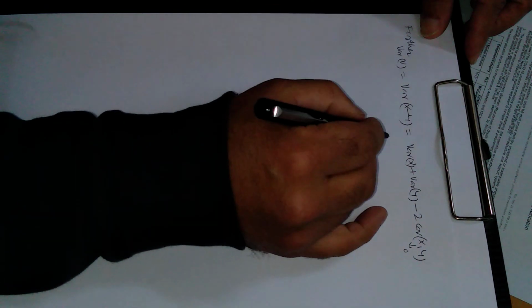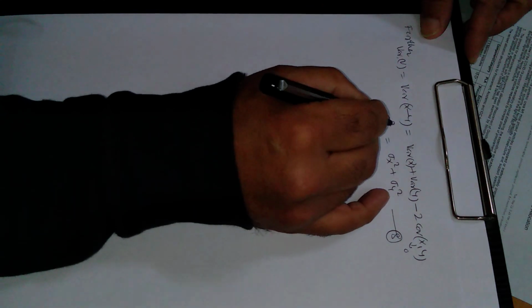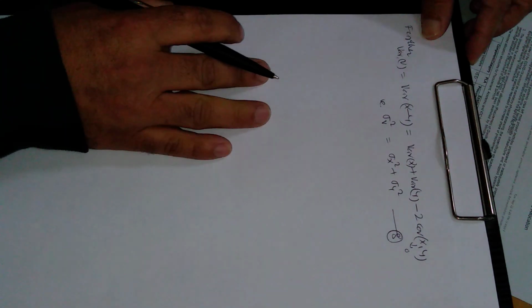Now come to the variance of b. This will be variance of x minus y, which can be written as variance of x plus variance of y minus 2 times covariance between x and y. Again, this covariance between x and y is 0 because x and y are independent. This can be written as variance of x plus variance of y, and this is the variance of b. This is question number 8.